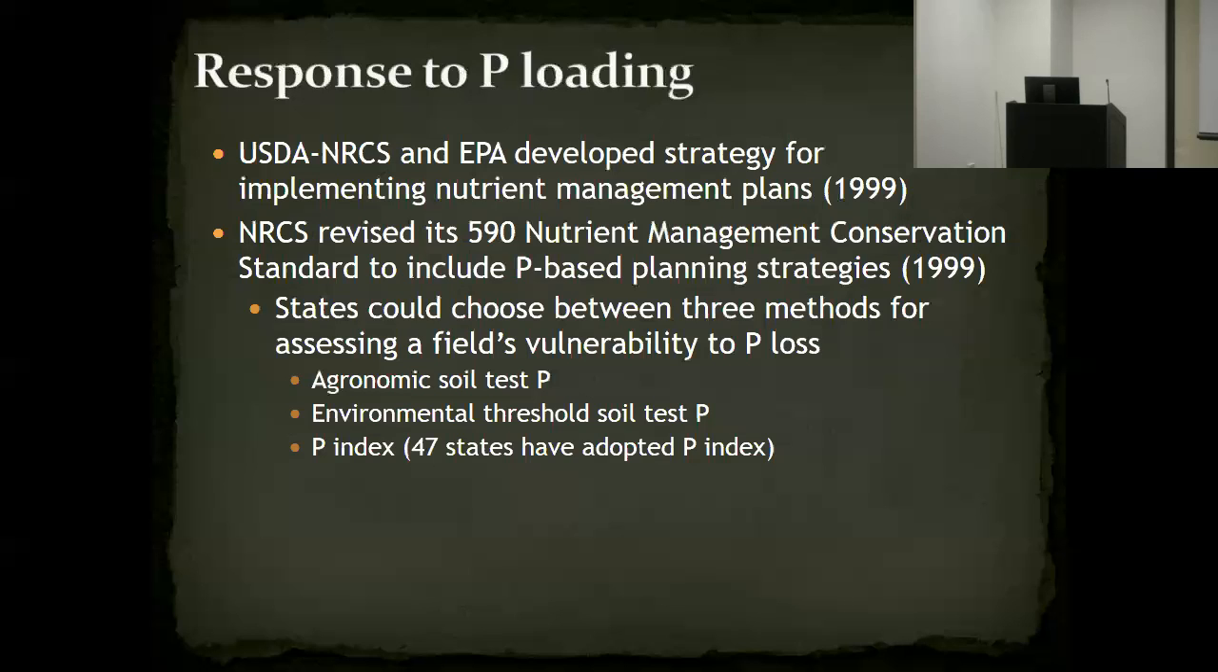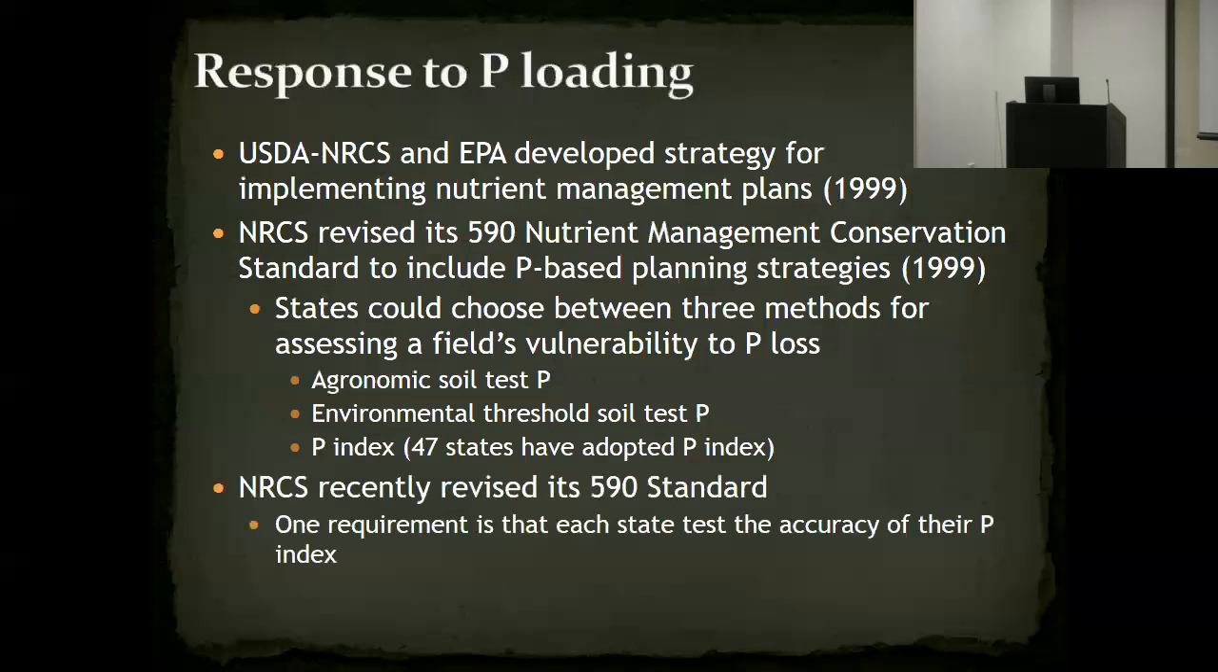Depending how time goes, I don't know how much detail I'm going to get into, but 47 states have adopted the Phosphorus Index. It's a very simple model. Some would argue probably too simple. We've recently updated the one here in Kentucky, and hopefully I'll have time to talk a little bit about that. But recently, NRCS revised this 590 standard.